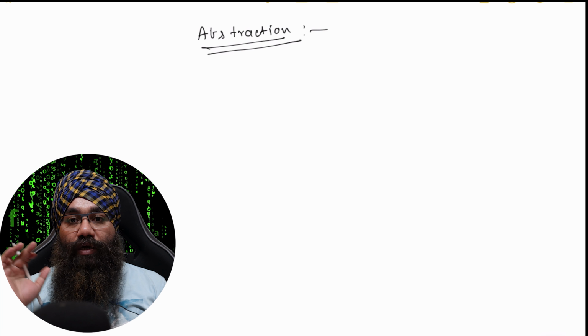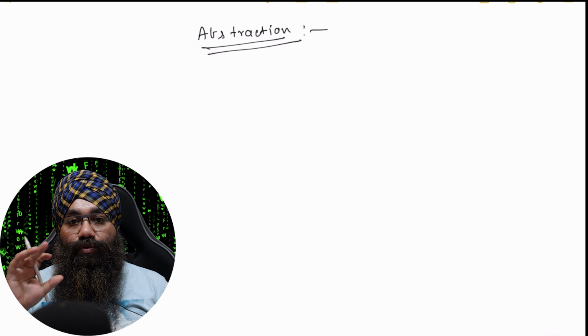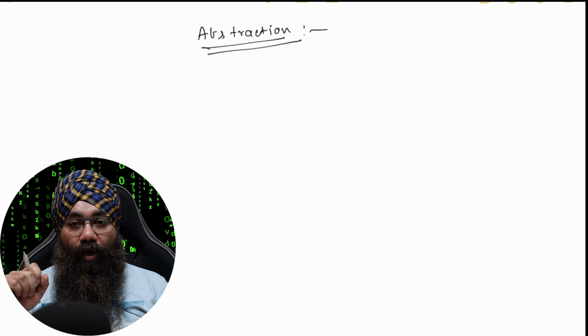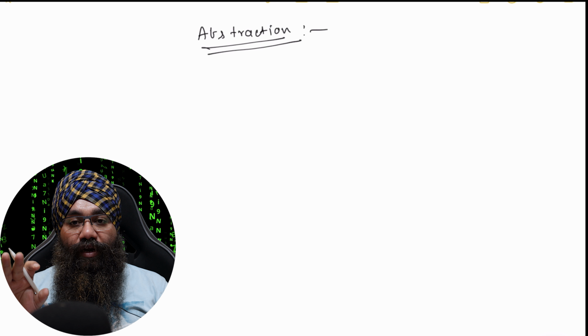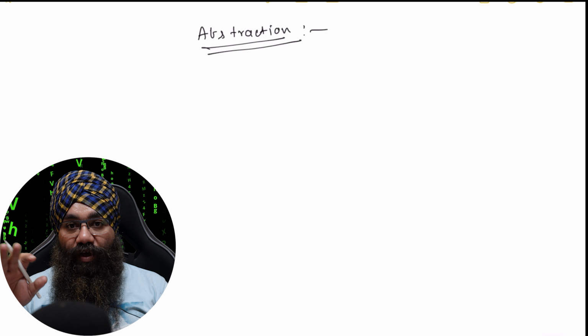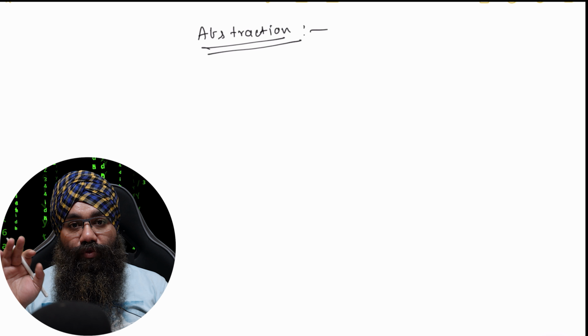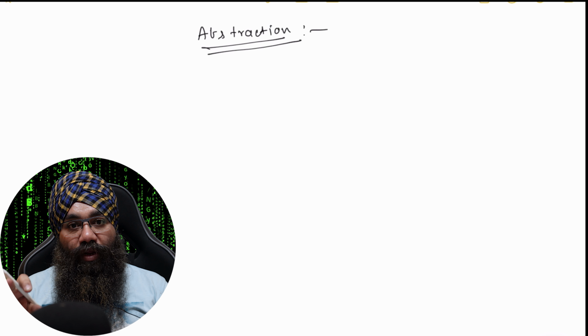So now let's learn about abstraction. Suppose that you are driving a car. You press the accelerator lever, your car starts to go faster. Then you press the brake lever, your car starts to slow down and eventually stop.